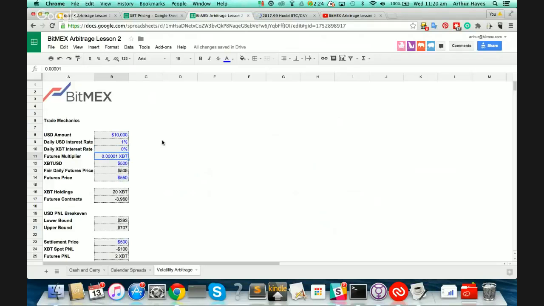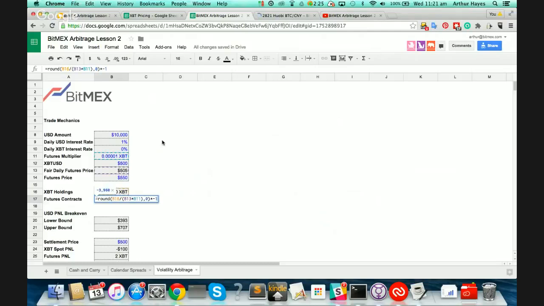Again, for our Quanto series, the futures multiplier is 1,000 Satoshis. And here we have a spot price of $500. Our fair price using the 1% per day borrowing cost. And then our futures price of $550. So we hold 20 Bitcoin at that spot price. And this calculates how many futures contracts we need to sell.